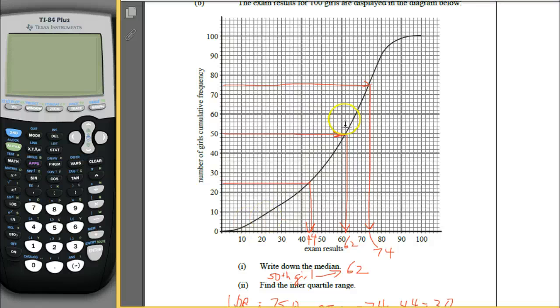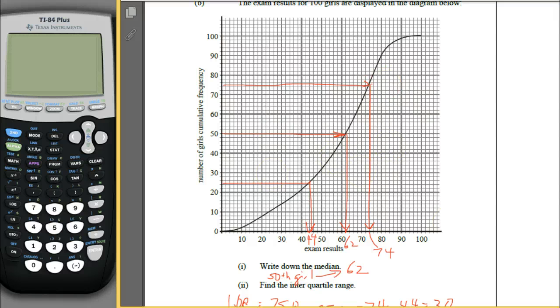maximum. When you look at a cumulative frequency graph, there's no way to know exactly what the minimum and maximum is. We know that the minimum here is between 0 and 10, but we don't know exactly what it is. We know that the maximum is between 90 and 100, but we don't know exactly what it is. So we cannot figure out the range of the girls.